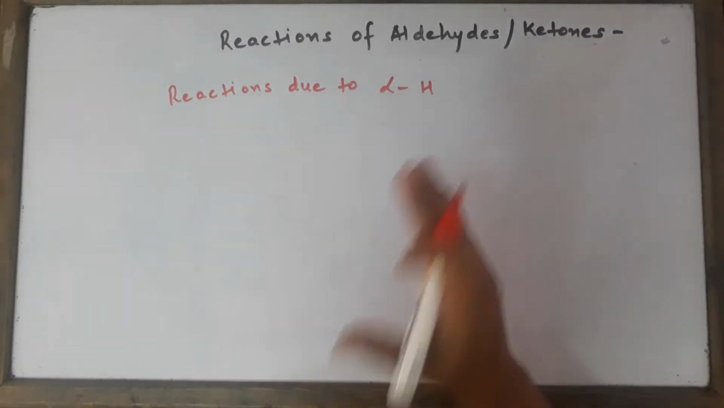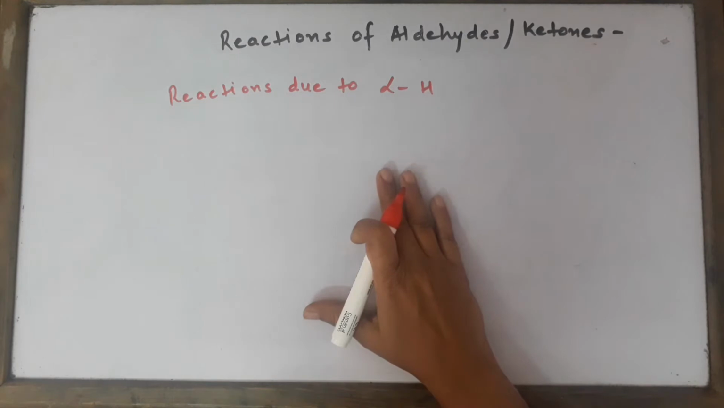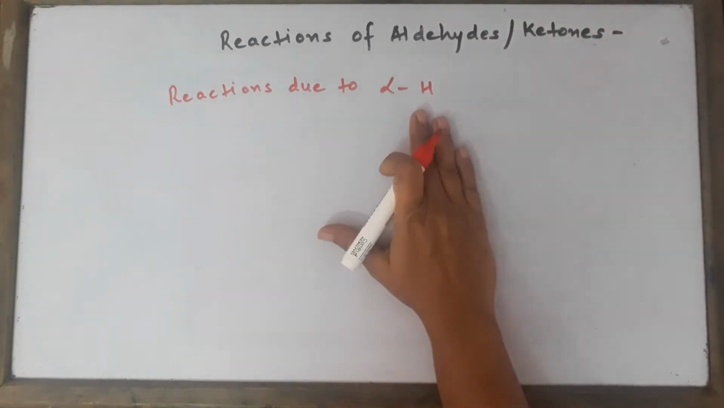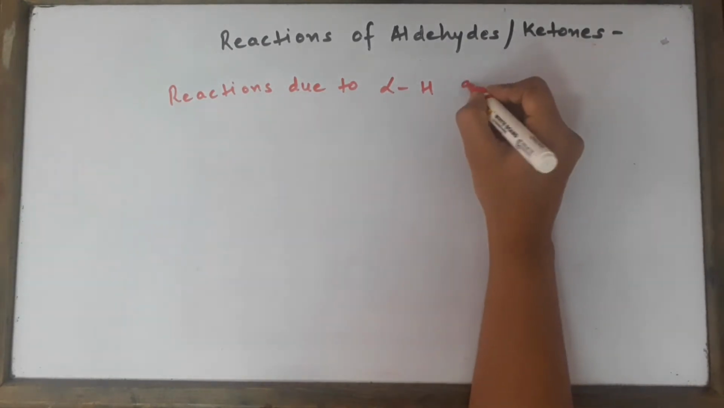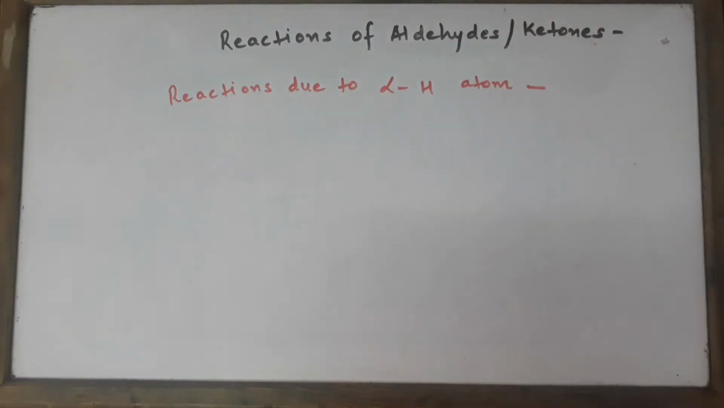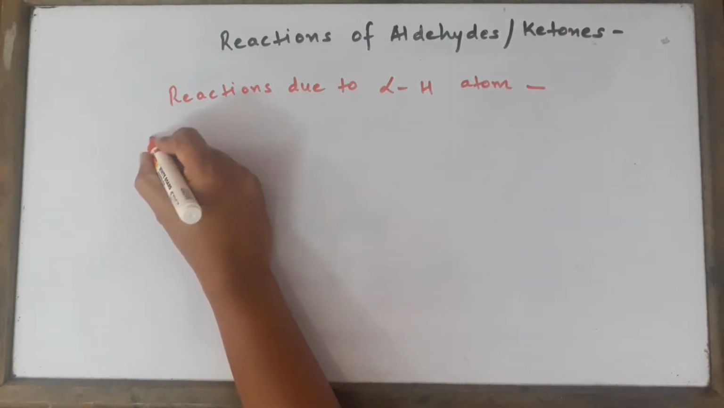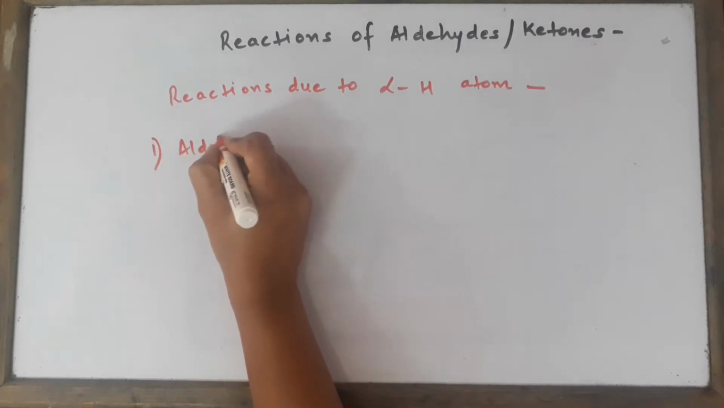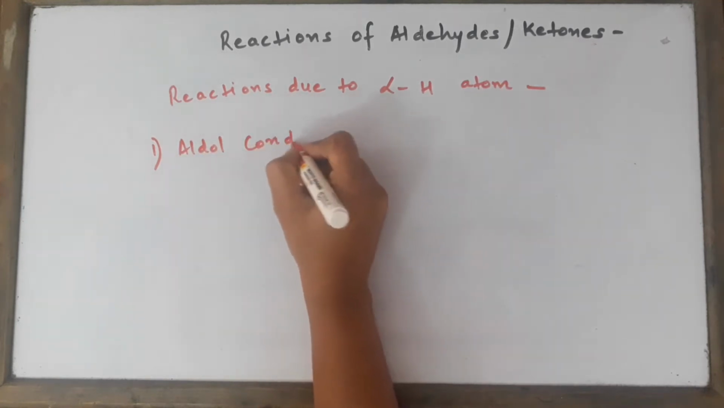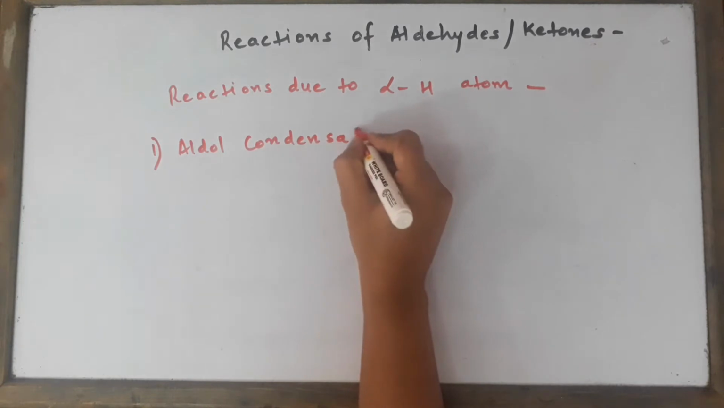We are going to start with the reactions of aldehydes and ketones. Basically, the reactions we are going to do today are reactions due to the alpha hydrogen atom. First, let us understand the meaning of alpha hydrogen atom. We are going to begin with the first reaction of this, that is aldol condensation.